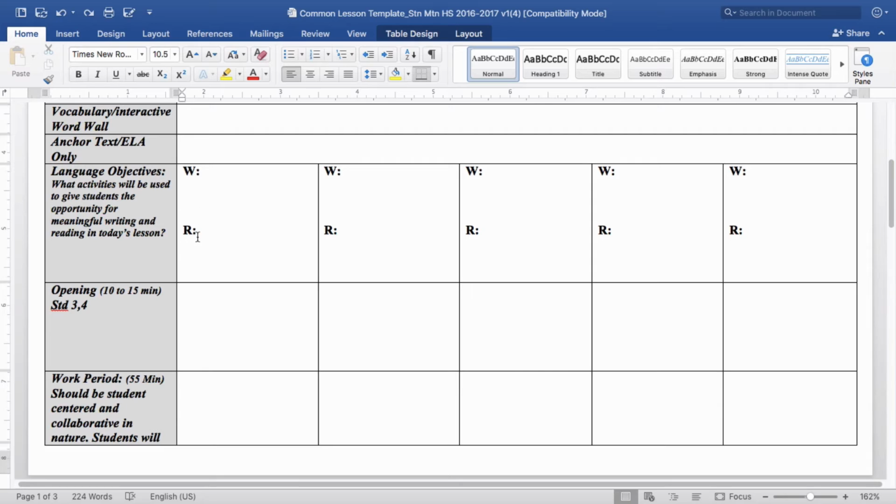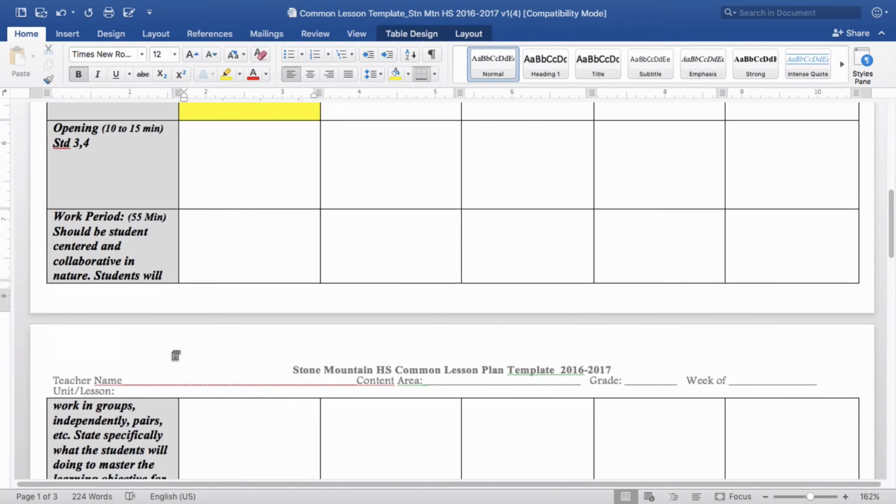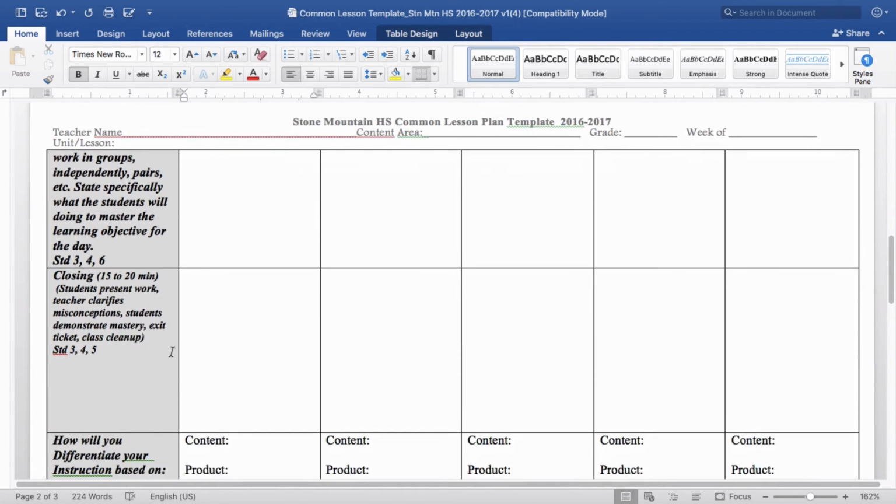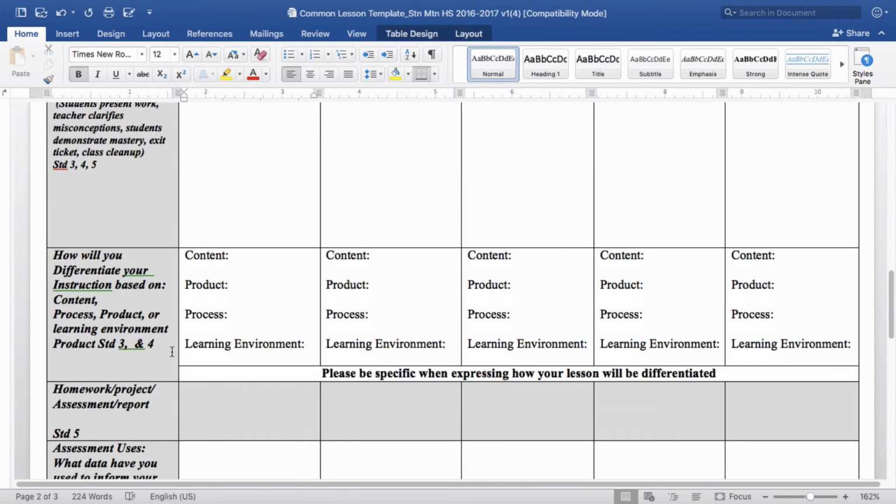Okay, the same idea applies to reading. Just briefly in a sentence or two, state what opportunity the child will have to read and what opportunity the child will have to write in your class each day. Okay, opening is self-explanatory, work period, closing, those things are self-explanatory.